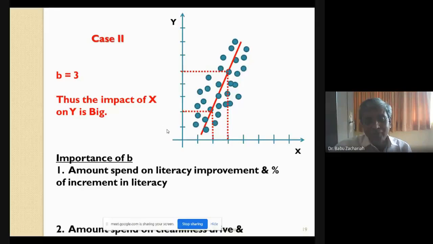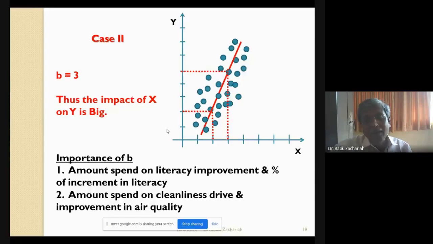Another question, amount spent on cleanliness drive and improvement in air quality. Say 1 crore spent on cleanliness drive. What is the improvement in air quality? That B value. If it is negligible, it is not worth. If the B value is bigger, it is worth. So that is the one thing.